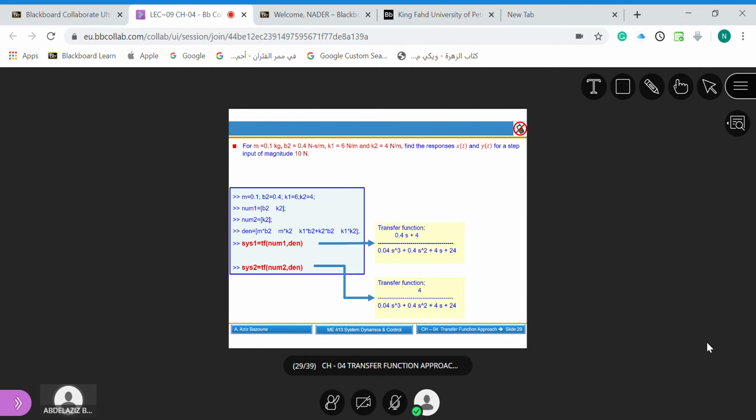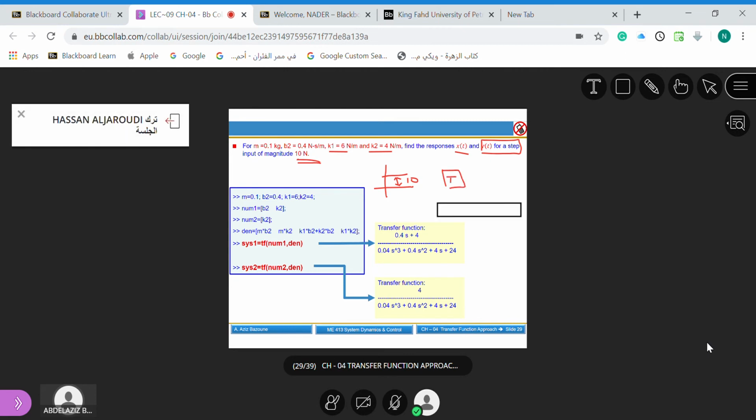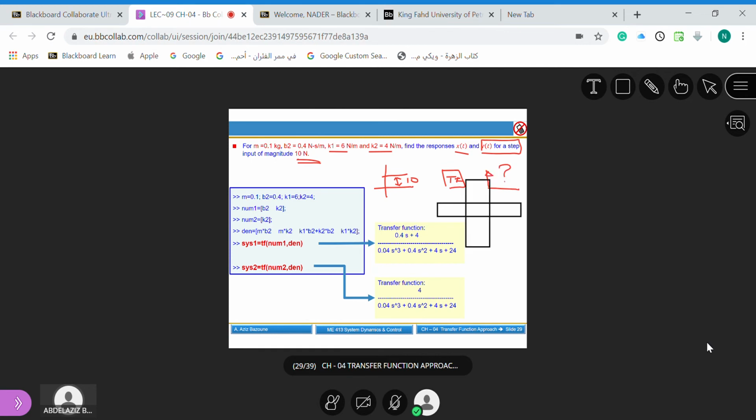So here now what we are doing, we are giving the values for M, B2, K1, K2, and what will be the output for a step input of magnitude 10. So the input is a step input of magnitude 10 like this. This is the input. From here to here is 10. This is the transfer function here. And we are looking for the outputs Y of T and X of T. This is P of T here now.